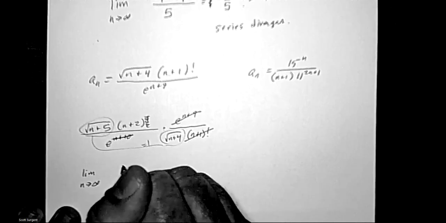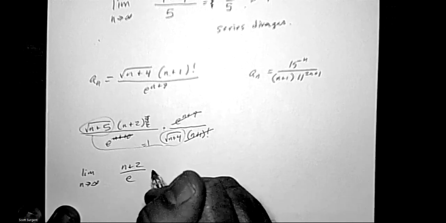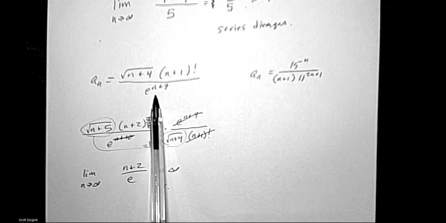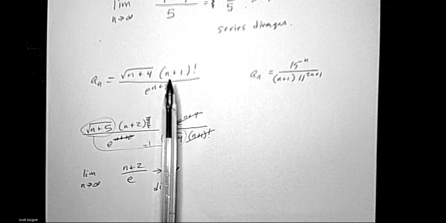So you have the limit as n goes to infinity of n plus 2 on the top over e on the bottom. And that's going to go to infinity. So that's going to diverge. Okay. And by the way, factorials always outgrow exponentials. And this thing is having absolutely no effect. All right, so there's a hierarchy in terms of what outgrows what. Factorials outgrow exponentials, exponentials outgrow polynomials.